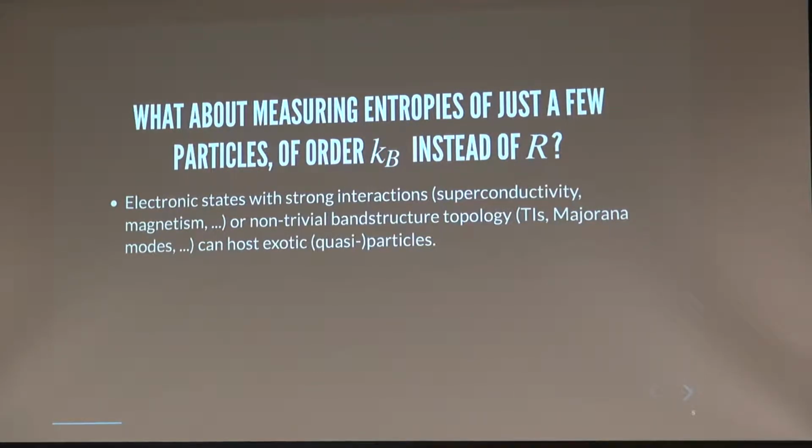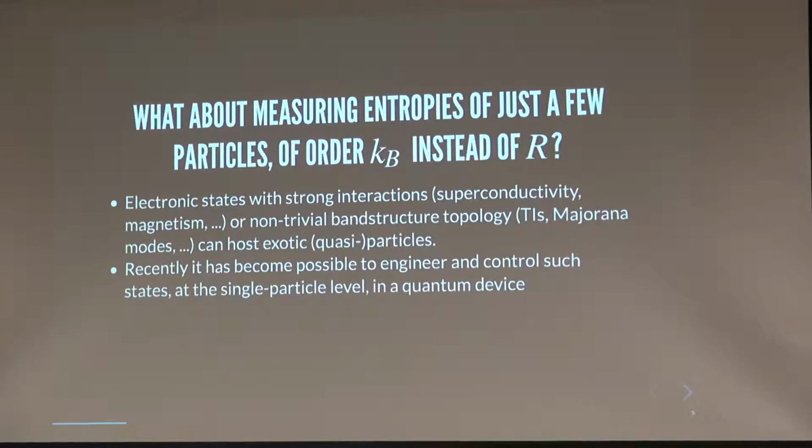I think for us, the motivation was that there's a lot of examples of electronic states with either strong interactions or non-trivial band structure topology that can host exotic particles or quasiparticles. Not bosons, not fermions: anyons, non-Abelian particles. There are all these new exotic emergent particles that appear in condensed matter systems when you bring new elements into the Hamiltonian.